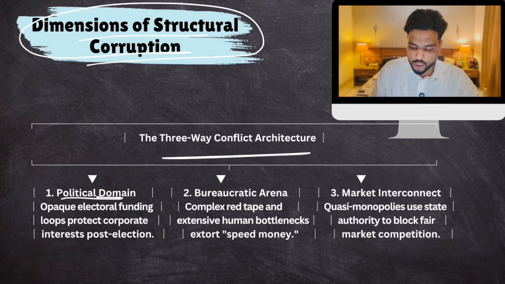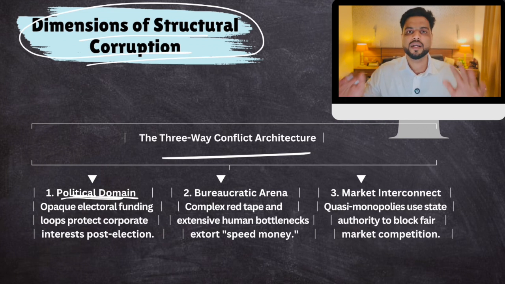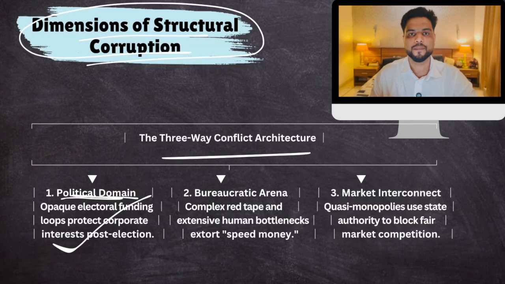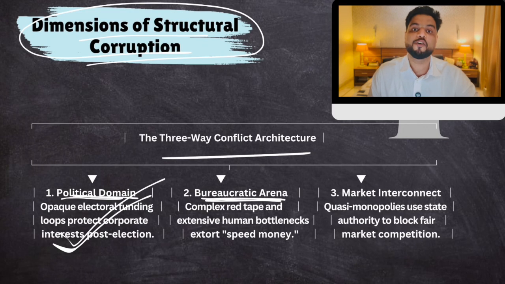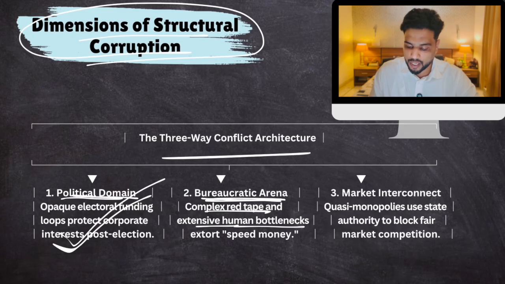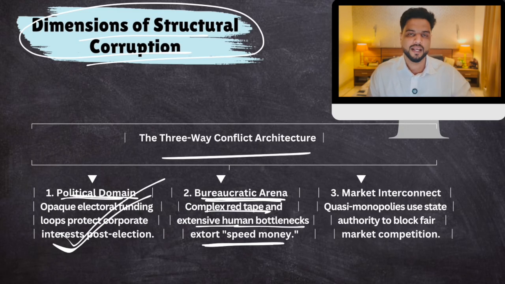The number one dimension is political domain. There is political corruption with respect to funding of political parties. A lot of black money finds its way into political parties' funds. So this is there. Okay, and political parties are funded with the promise of some favors once that political party comes to power. Then there is the dimension of bureaucratic arena, public officials. Complex red tape and extensive human bottlenecks extort speed money. Give me this much, take a license, like that.